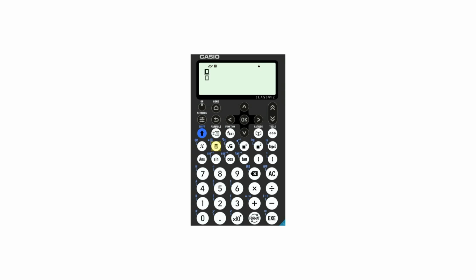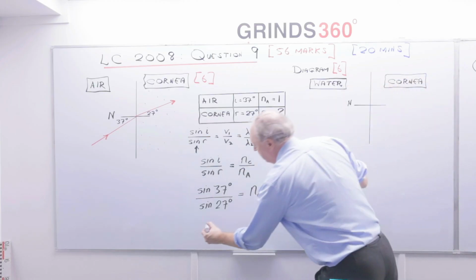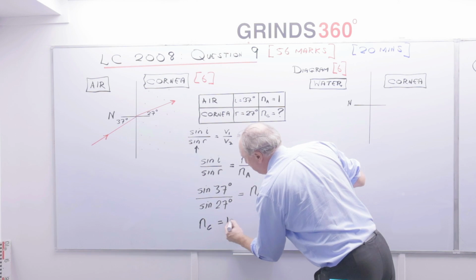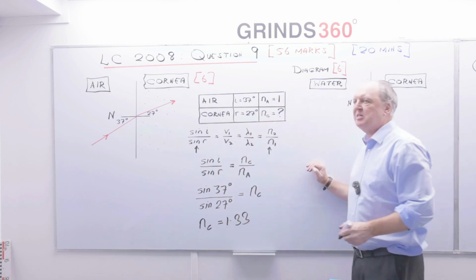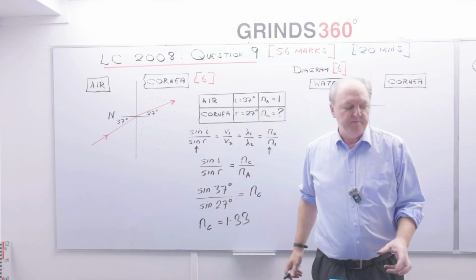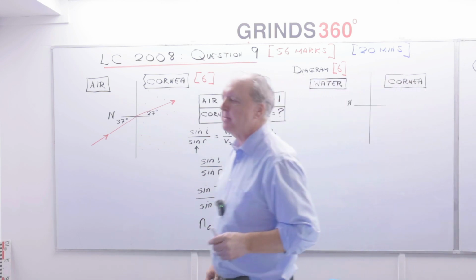So fraction, sine 37, close bracket, scroll down to the bottom, all over sine 27 degrees, close bracket. That equals, what have I got? 1.325, let's say about 1.33 is what I've got. So my answer for n_c is about 1.33. That's a simple calculation. You've done many of them already. So let me go on to the next part of the question.